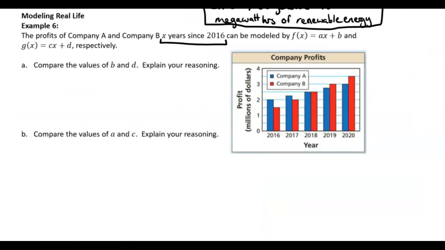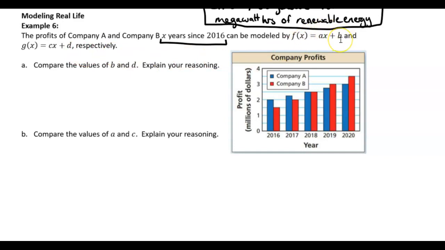So example 6 says the profits of Company A and Company B x years since 2016, so x represents the number of years since 2016 has happened, can be modeled by this function, f of x is ax plus b. That's in the format mx plus b. So they're just indicating it can be modeled by a linear function. And g of x is Company B. Once again, it looks like it's a linear function. That's what they're telling us there. So it says compare the values of b and d, explain your reasoning.